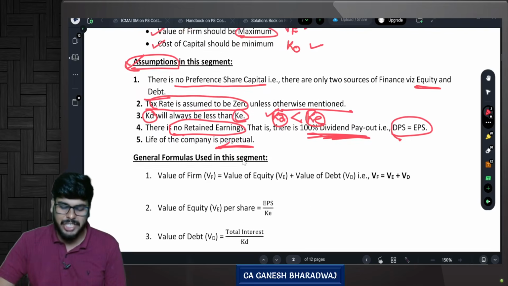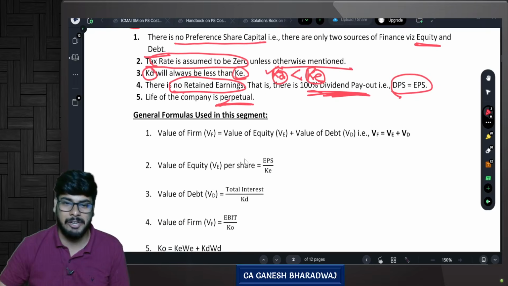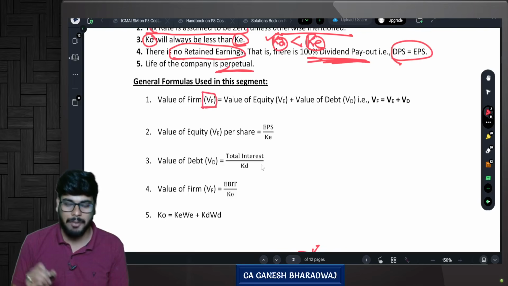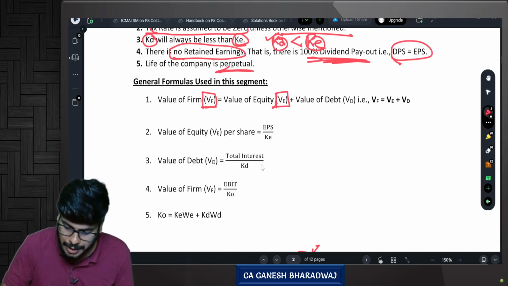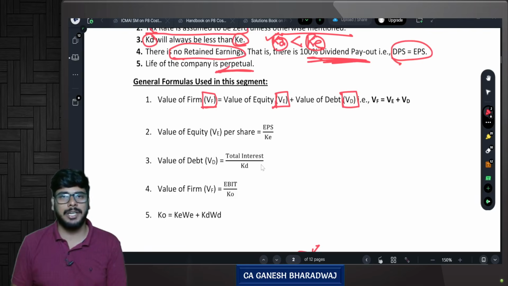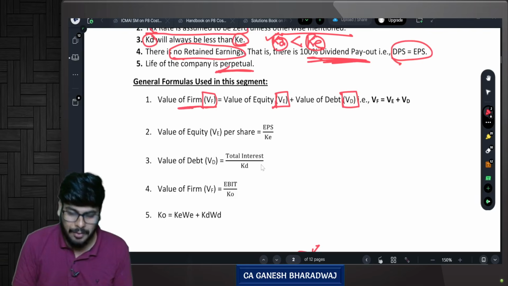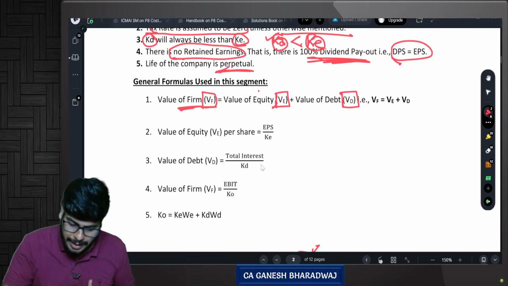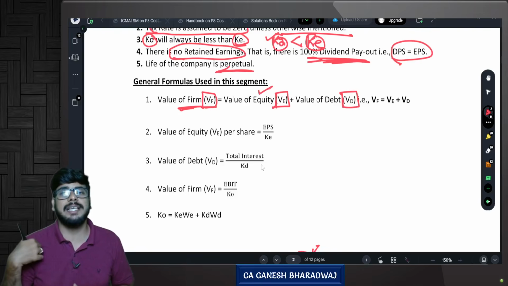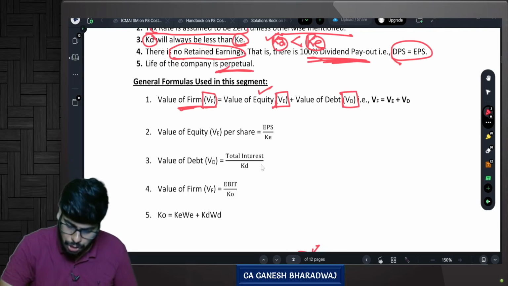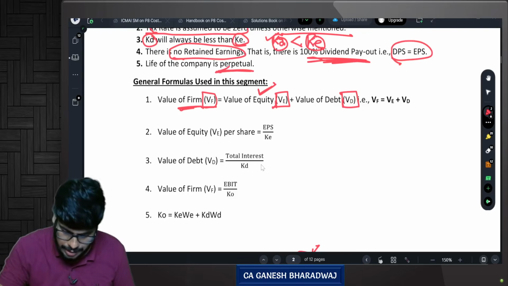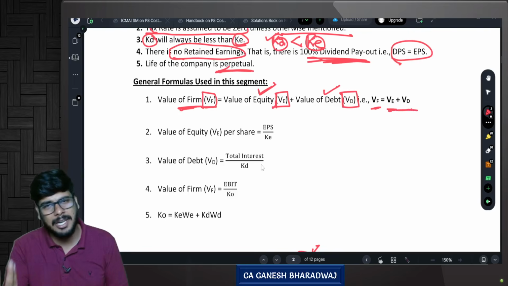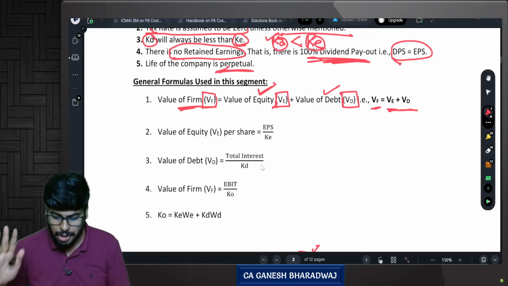Yes. Now, the general formulas that we will be using in this particular segment, capital structure theories. Value of the firm, VF is the short form, is equal to value of equity plus value of debt. Are you clear with this? Why, sir? The value of the firm is the overall value pertaining to all the sources of finance. And in this segment, there are only two sources of finance, equity and debt. So it is not just the value of equity, you should also consider the value of debt. So VF is equal to VE plus VD. Does it make sense? Should you mug up anything? Absolutely not.